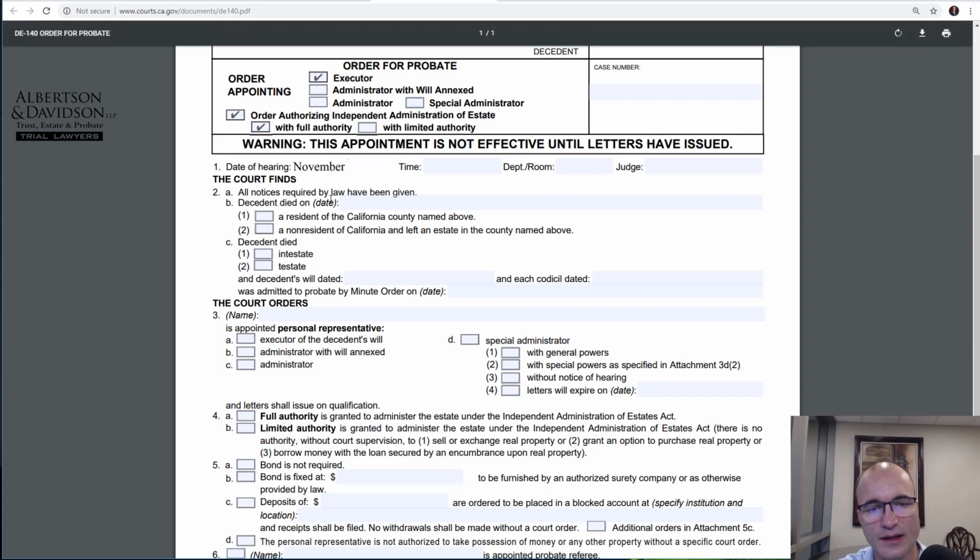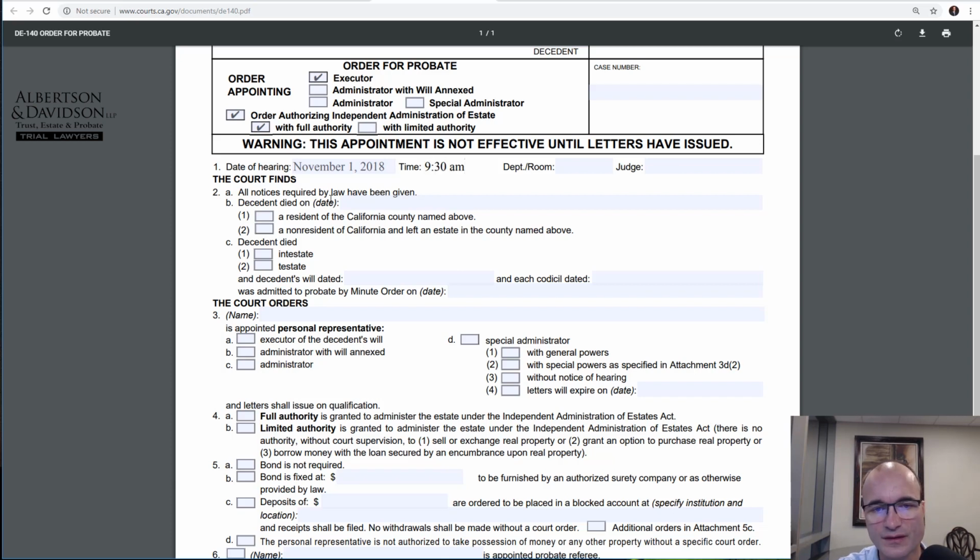This is a past date where the hearing took place. If you're submitting this order at the time you file your petition for probate, so the hearing hasn't happened yet, you'll just leave this blank. But if the hearing's already happened and the court approved your order and granted it, then you're going to put in the date that is in the past where the court granted your order.